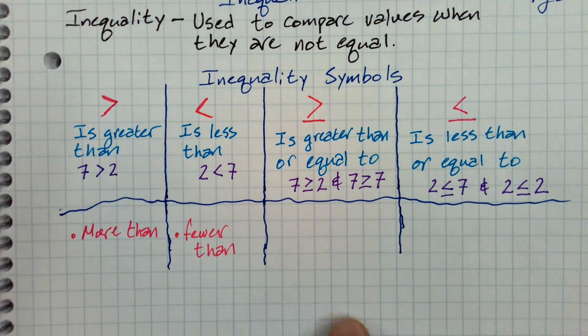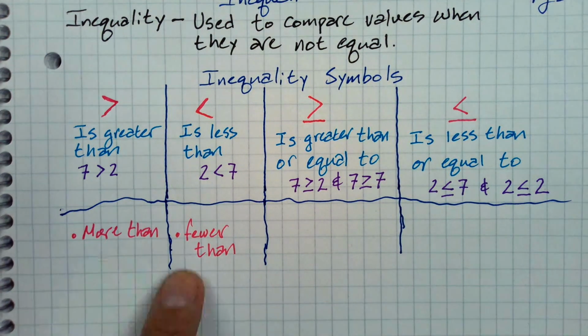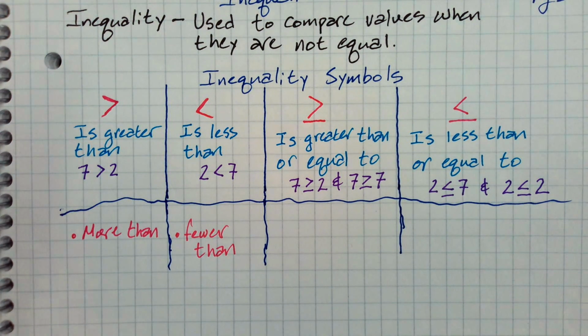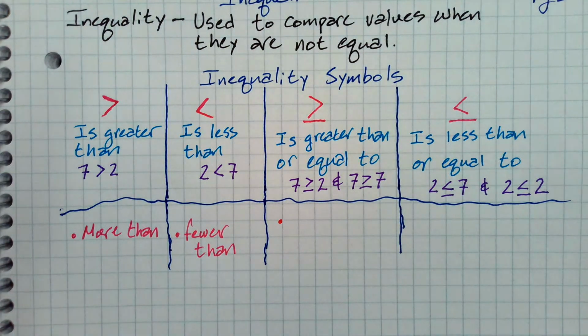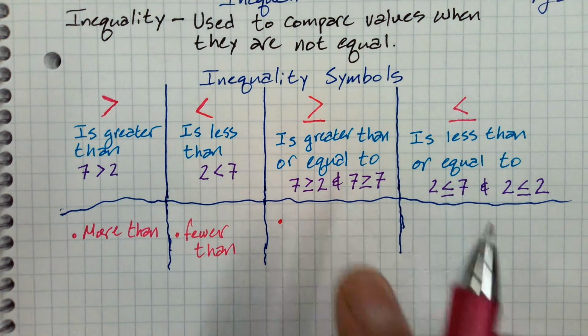You actually probably know more ways of saying greater than or equal to and less than or equal to than these. I'll give you an example. Greater than or equal to. Have you ever used it? You probably use it every day, actually. Have you ever said at least? The distance to the mall is at least 5 miles. That's greater than or equal to.